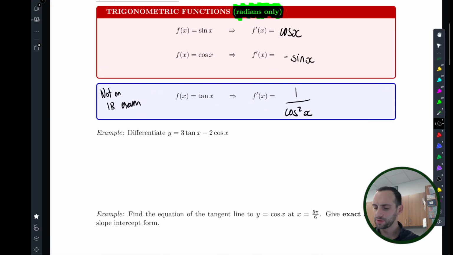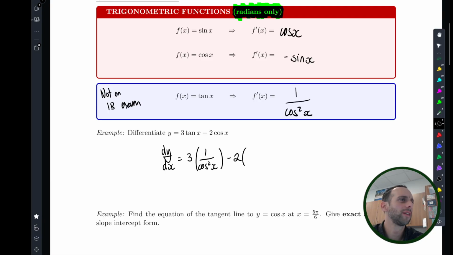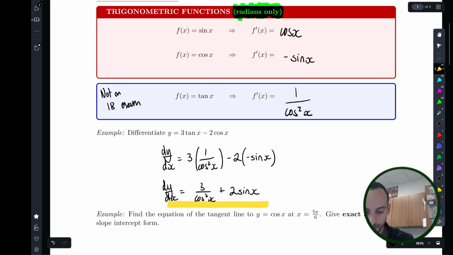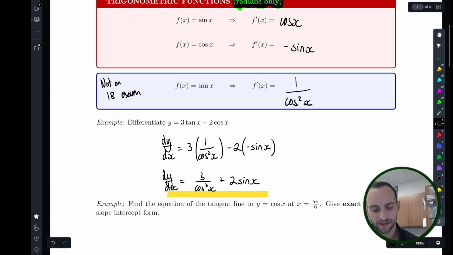Okay? So let's use these derivatives to do some problems. For us to differentiate this expression, differentiate just means find the derivative. So we will have dy dx equals 3 times 1 over cosine squared x minus 2 times the derivative of cosine x. We know that's negative sine x from our formulas in the red box. And we would simplify this down to 3 over cosine squared x plus 2 sine x. That's a nice straightforward problem to remind us how to calculate derivatives of sums or differences.